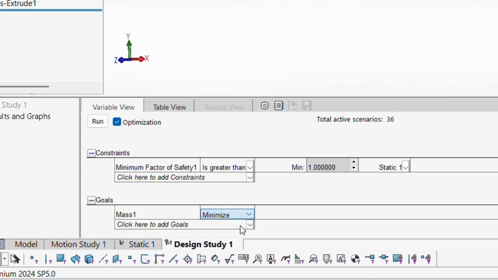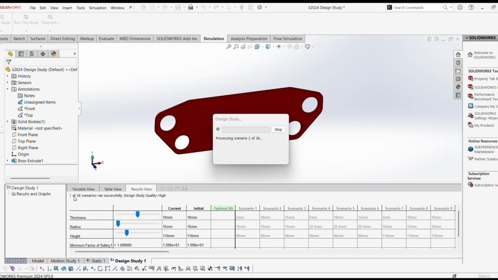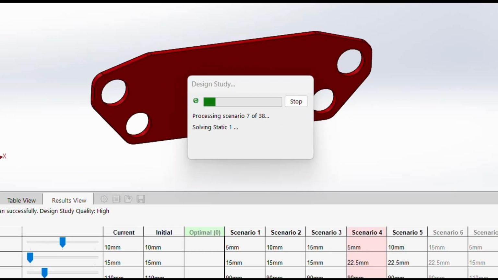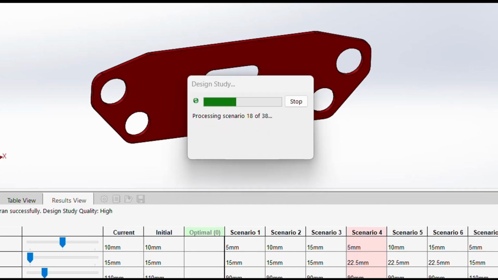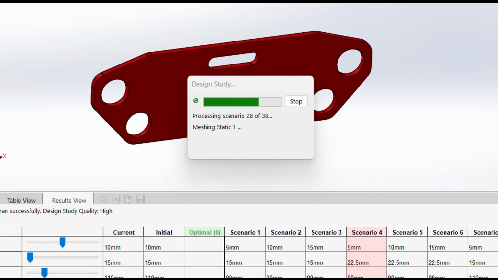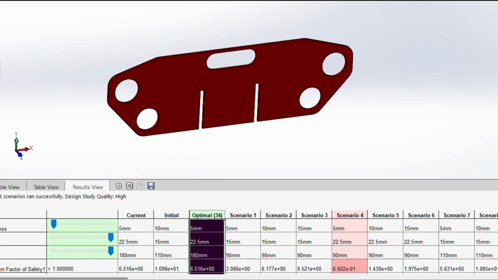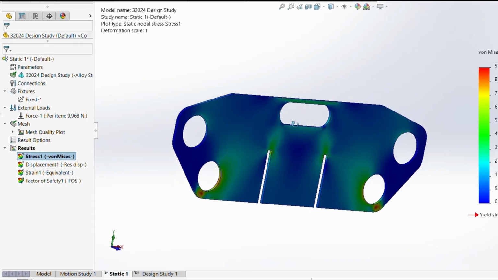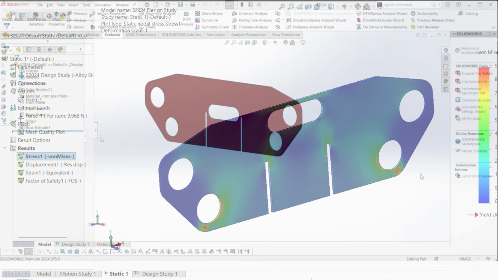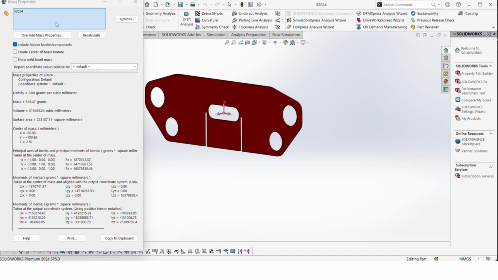So the study is not guessing, it is constantly checking. Is it safe? If yes, can it be made lighter? SOLIDWORKS evaluates multiple design combinations automatically. From those, it identifies the configuration that achieves the lowest possible mass while still meeting the factor of safety requirement. What's important is that this result is data driven, not intuition based. The stress and displacement are within limits and material is removed only where it is structurally not needed.